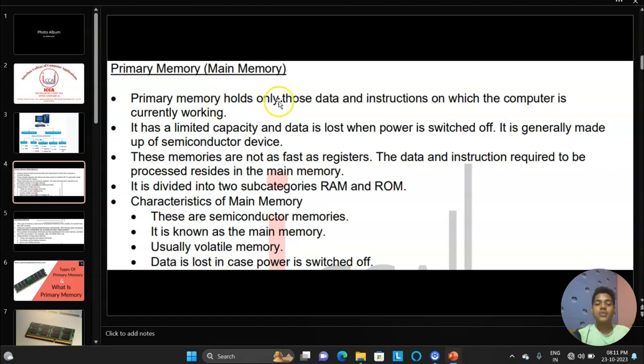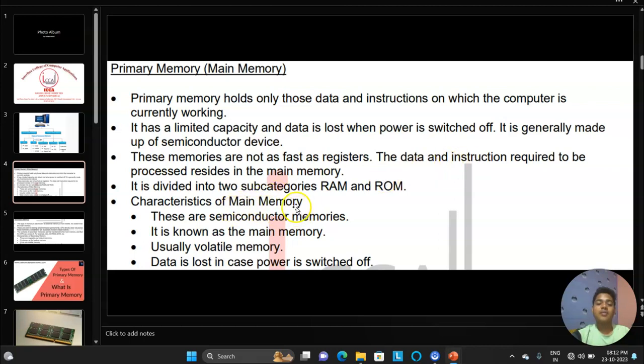Primary memory holds only the data and instructions on which the computer is currently working. It has limited capacity and data is lost when the power is switched off. It is generally made up of semiconductor devices. Primary memory has a chance of data loss because when power is switched off, these memories are not as fast as registers. The data and instructions required to be processed reside in the primary memory.